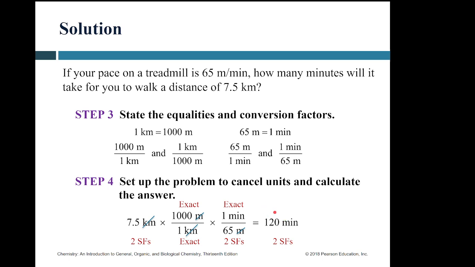I made 7.5 kilometers. I know times 1,000 makes meters, so 7.5 times 1,000, of course, is 7,500. Then we divide that by 65. You can use a calculator.